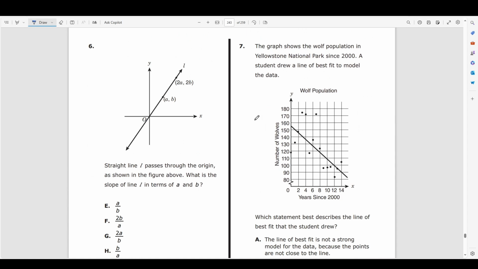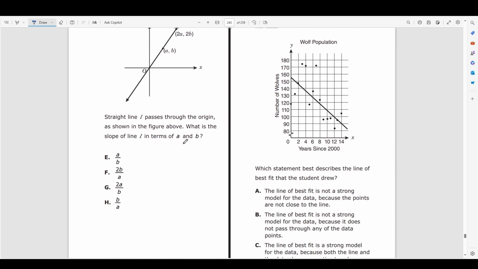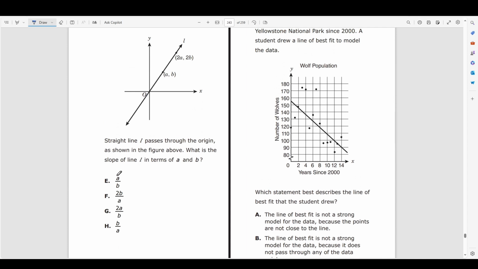Moving on to number 6, it says that the straight line L passes through the origin, as shown in the figure above. What is the slope of L in terms of A and B? So it's asking you to find the slope equation, right? How to find slope is just y2 minus y1 over x2 minus x1. This gives you the change in rise over run. What is y2 and y1? It's just two different points, right?